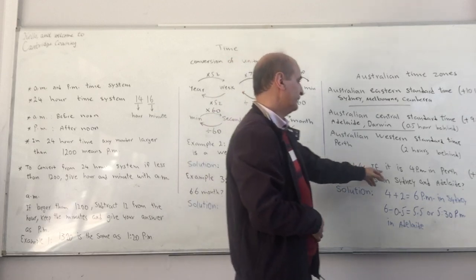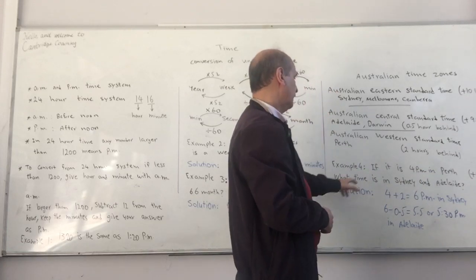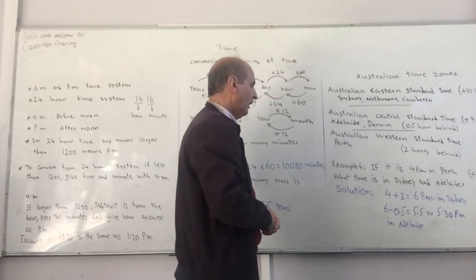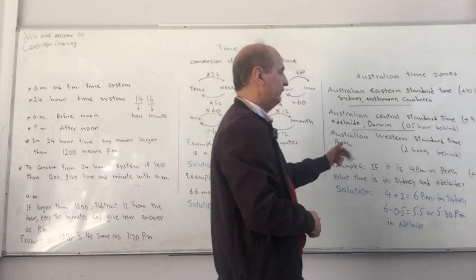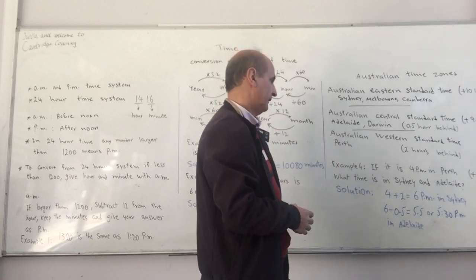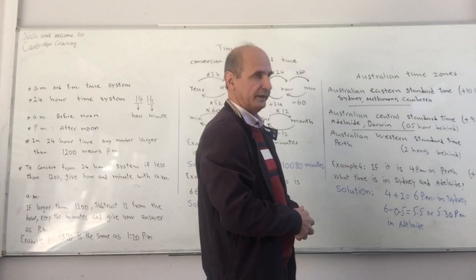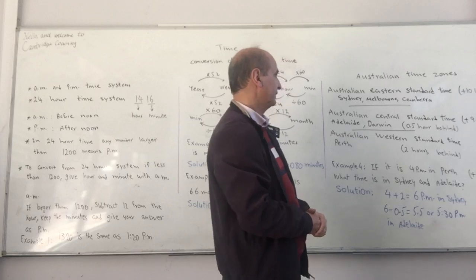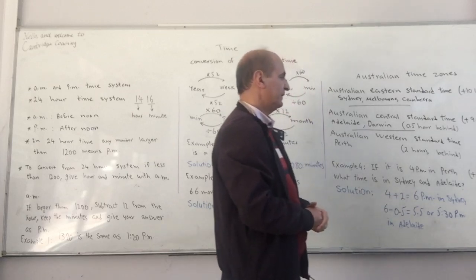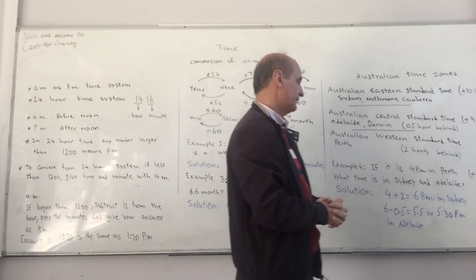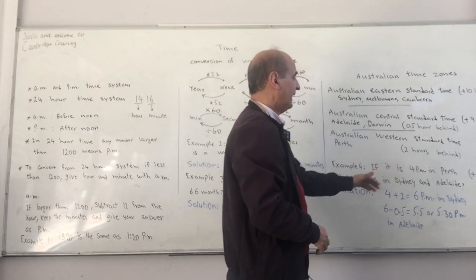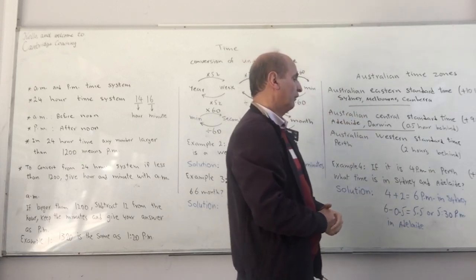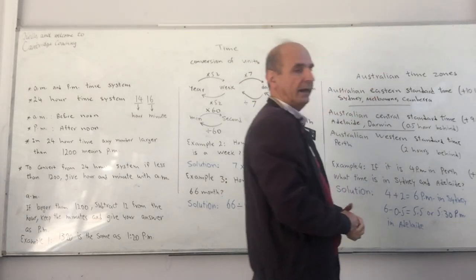So as an example, if it is 4 p.m. in Perth, what time is it in Sydney and in Adelaide? Alright, so it is 4 p.m. and we know that Perth is 2 hours behind, or Sydney is 2 hours ahead. We know it's 4 p.m. in Perth, so add 2 hours to that to get to Sydney. So 4 plus 2 is 6 p.m. So when it is 4 p.m. in Perth, it is 6 p.m. in Sydney. And Adelaide is half an hour behind Sydney. So 6 take away a half is 5 and a half, or 5:30 p.m. in Adelaide.